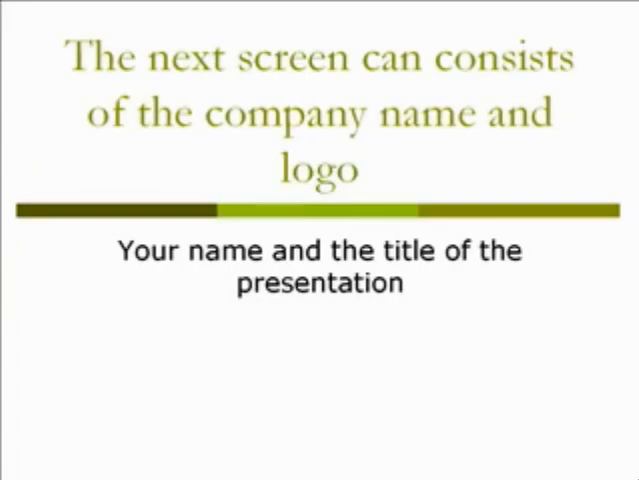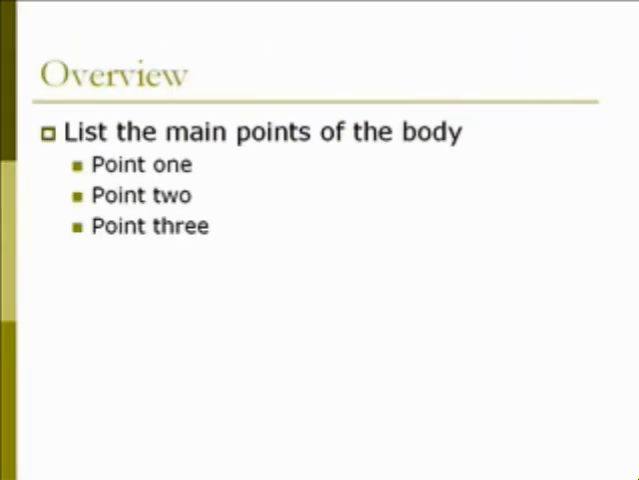The next screen can consist of the company logo, the company name, and of course your name and the title of your presentation as well. The next screen will provide an overview for your audience, and you want to list the main points of the body of your presentation, so you can list them as point 1, point 2, point 3.